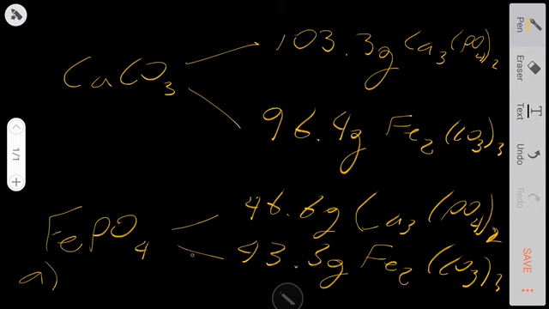For B, how much maximum product can we make? Because this is holding me back, I can only make these amounts. So this is B.